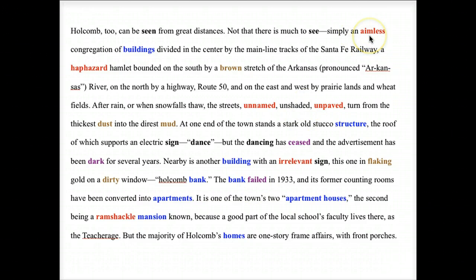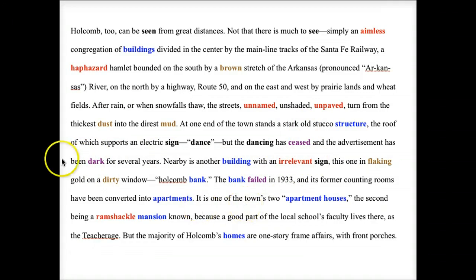Interestingly, there's also these kinds of words that are repeated throughout the text. Aimless, haphazard, unnamed, unpaved, irrelevant, ramshackle. These words seem to have something in common. We'll talk about that on the next page. I also see a strand of dirt and dirty from the brown stretch of the Arkansas. That's how it's pronounced there, at least. Dust, mud, and flaking. I also see a repetition of failure, as in ceased, dark, and failed.